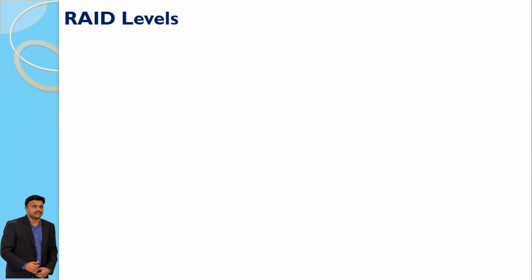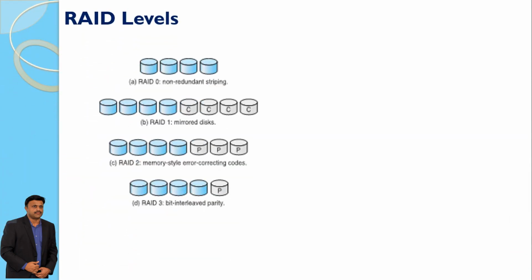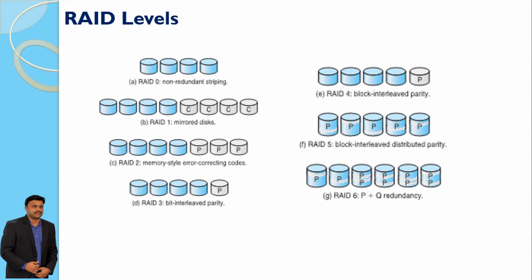There are various RAID levels, each with unique characteristics. These include non-redundant striping, mirrored disks, memory-style error-correcting codes, and block interleaved parity, among others.